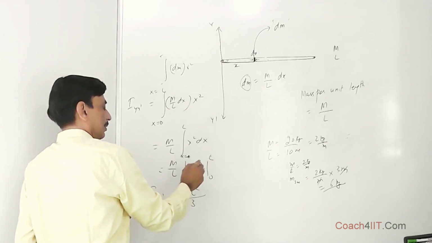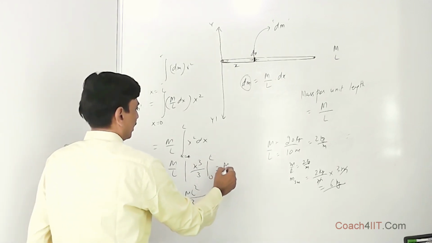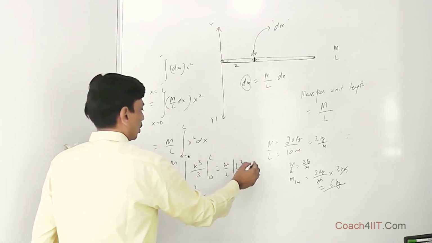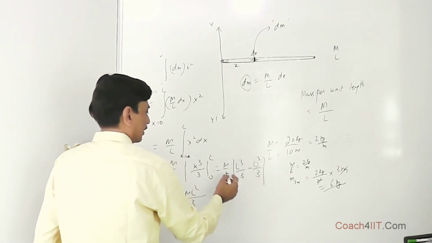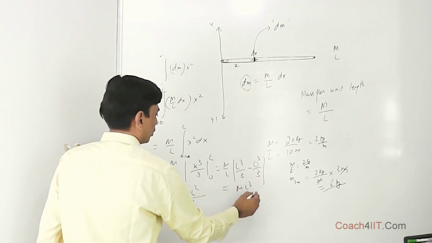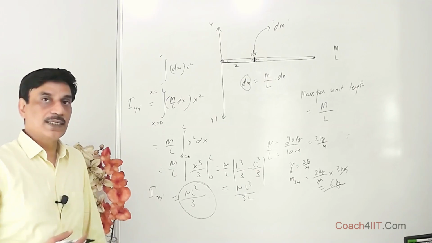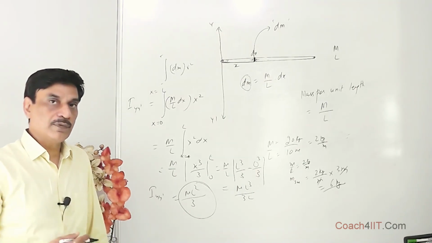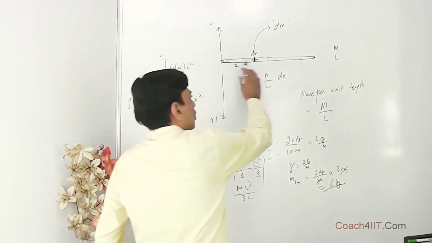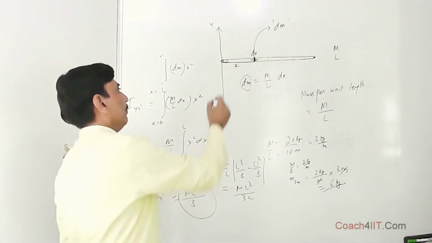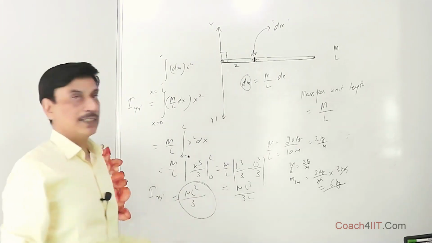First you put the upper limit. So this comes out to be M by L, L cube by 3, minus, then you put the lower limit, that is 0 cube by 3. So this comes out to be ML cube over 3L, and that comes to ML square by 3. It is very basic integration that we have used. So the moment of inertia of this thin rod about an axis passing through one of its ends and perpendicular to its length is ML square by 3.